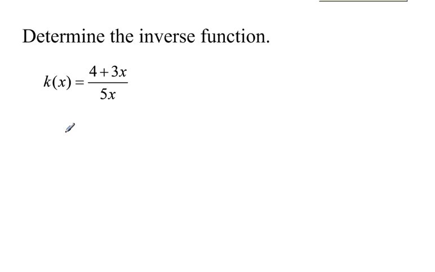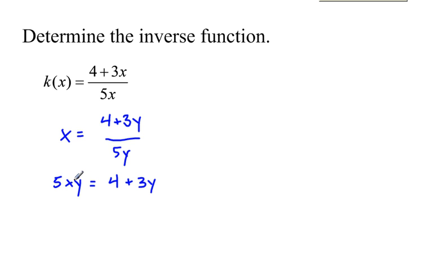First step, switch x and y. X equals 4 plus 3y all over 5y. We multiply both sides by 5y, so I get 5xy equals 4 plus 3y. When I multiply this, I'm just in the habit of writing my variables in alphabetical order. Just like last time, I want all the y's on the same side, so I'm going to do 5xy, I'm going to subtract 3y equals 4.